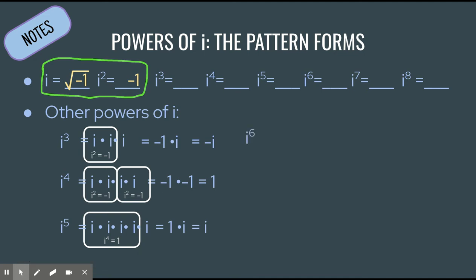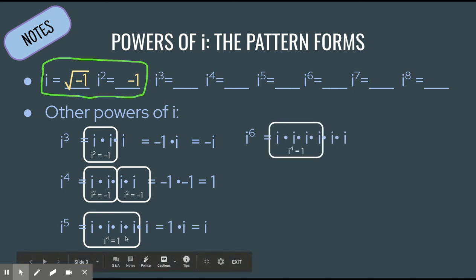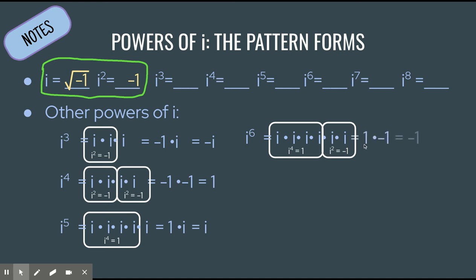Then I can move on to 6. If I put 6 i's out there, the first 4 can still make a positive 1, just like they did on i to the fifth. But now there's 2 i's left outside, so we can go ahead and group those together to make -1. And then 1 times -1 is -1. So i squared and i to the fourth are the 2 powers that make whole numbers and can get rid of the actual i letter.